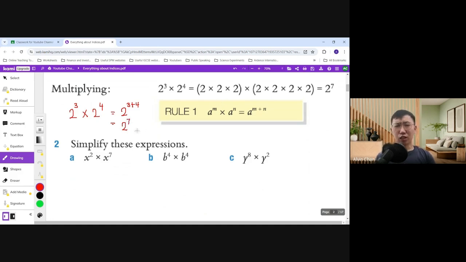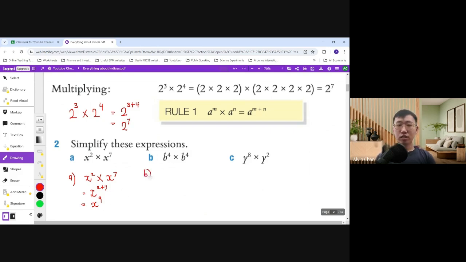So even if they use algebra like this, let's go through the examples. Simplify these expressions. Question A, x squared multiplied by x to the power of 7. So exactly the same base, combine. You can write x to the power of 2 plus 7, and you will write the final answer x to the power of 9. So make sure you show working for your exam. This is working, and this is the final answer. Always show working. All right.